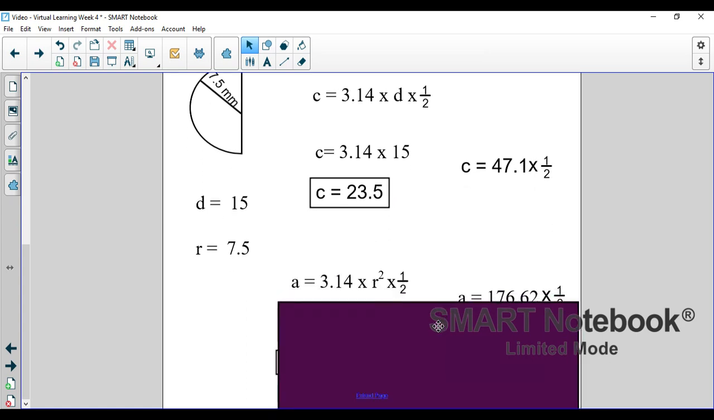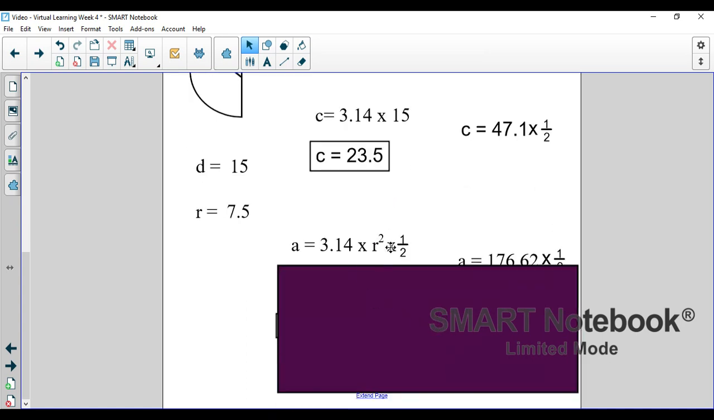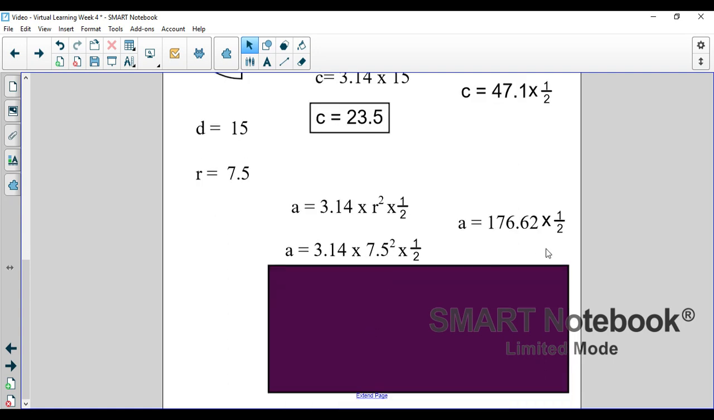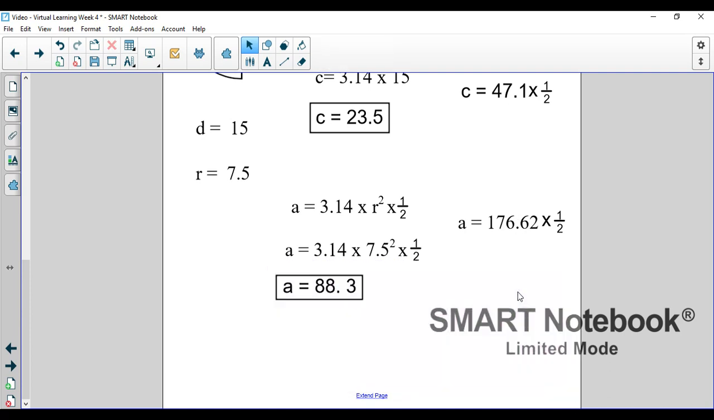And then down below, I know that if I do pi times radius squared times 1/2, that would give me the semicircle. Pi times 7.5 to the second power would be approximately 176.62. That's what I wanted to multiply times 1/2, and then I would get an area of approximately 88.3 for this semicircle.